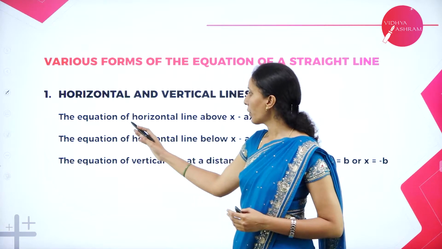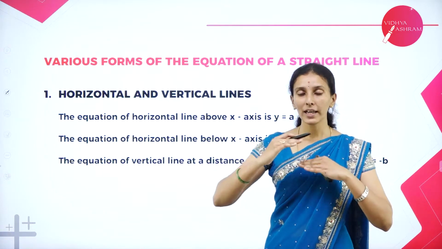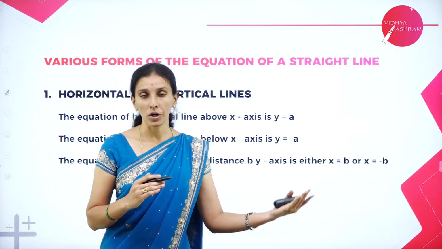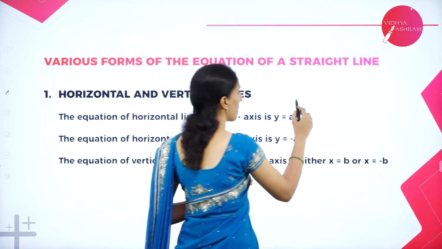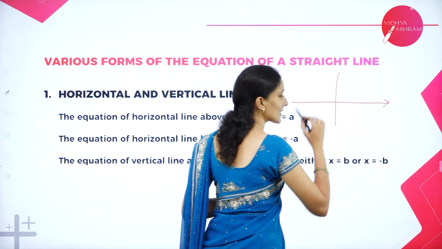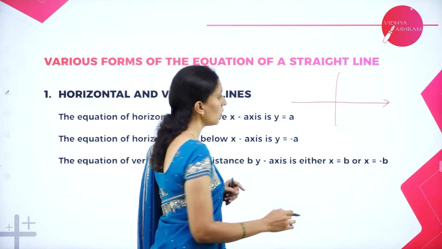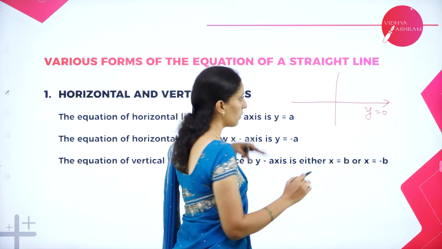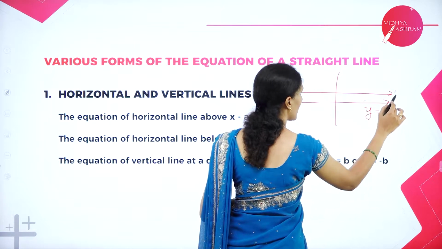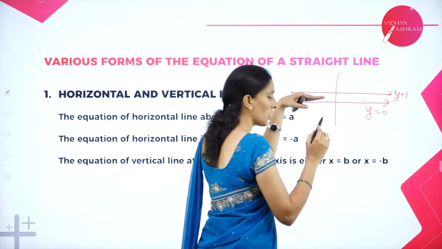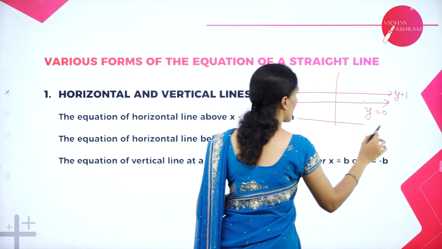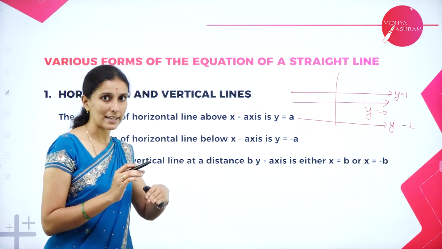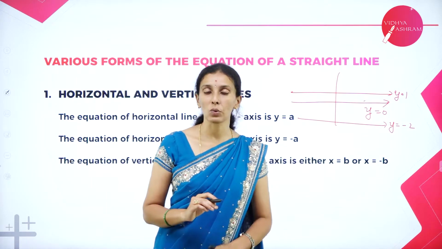So what is the equation of a horizontal line? We know the equation of the x-axis is y is equal to 0, because on the x-axis, the value of y is 0. So we will write the equation as y is equal to 0. 1 centimeter above the x-axis if you take, we will take the equation as y is equal to 1. 2 centimeter below if it is there, we take the equation as y is equal to minus 2. The distance is 2 from the x-axis, but the equation is y is equal to minus 2.